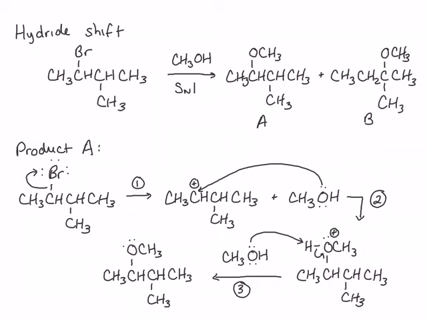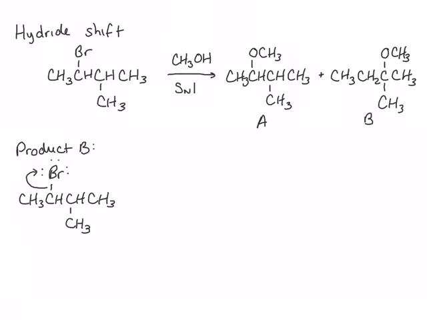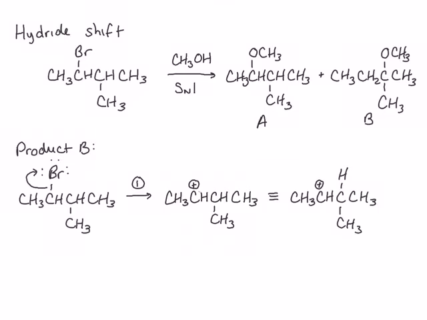The mechanism to form product B is a little more complicated. Step 1 is the same, where the leaving group leaves to form the carbocation. It is the second step where things change. The next step involves a hydride shift. We will redraw this carbocation intermediate so that we can see the hydrogen that's moving in the next step. It is the hydride on the carbon adjacent to the carbocation that will move.